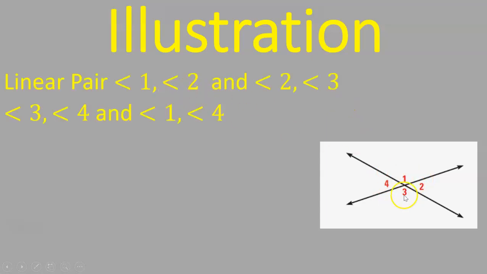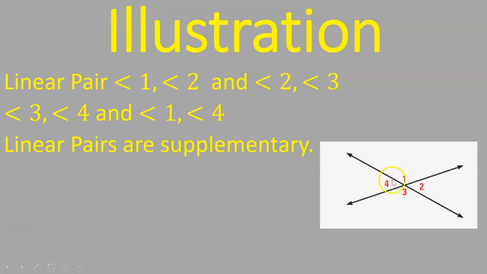The linear pair would be angle 1 and 2. Notice the angles 1 and 2 are adjacent, and together they form a straight line. 2 and 3, 3 and 4, and 1 and 4 are also linear pairs. Linear pairs are supplementary, which makes sense because we already know that a straight angle or a line measures 180 degrees.